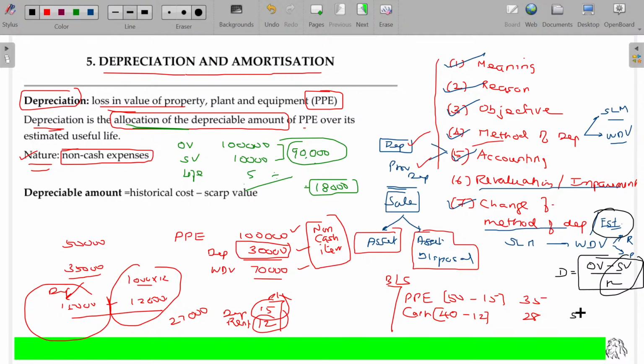And you know that predominantly we have 2 models, SLM method and WDV method. For the last few years, you followed SLM method. Suddenly this year, you want to change that WDV method. Can I shift the methods of depreciation from one to the other?